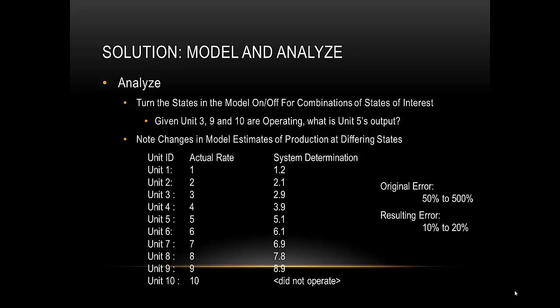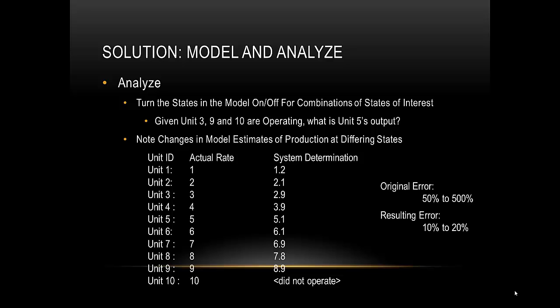And so by using this modeling and combinatorial turning on and off of states, the system determined that unit 1 was about 1.2, unit 2 was 2.1, unit 3 was 2.9, or basically 3, unit 4 was 3.9, or basically 4. And so you can see that the system actually figured out for all units, except for the one that did not operate, because that data set was set up such that unit 10 would never operate. It determined what the actual rate was within a reasonable error.